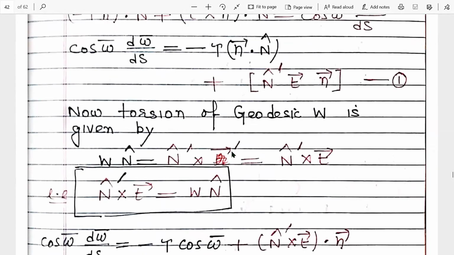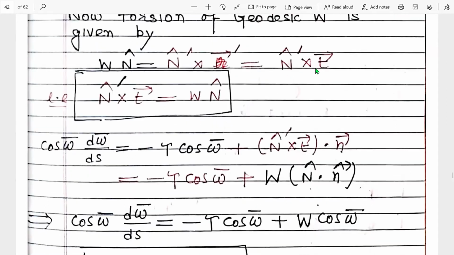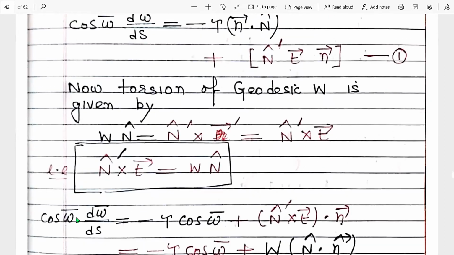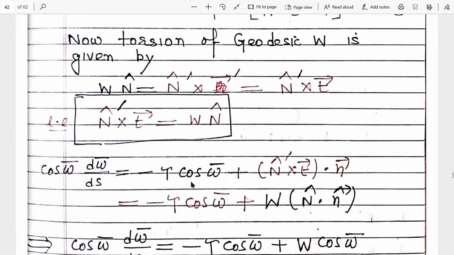Now substitute this value in this equation. If you have any doubt about the torsion of the geodesic, go to the previous lecture and see the definition of the torsion of the geodesic, which is denoted by W. Now from this equation, cos w̄ dw̄/ds is the same, so minus tau, and substituting this value, this is cos w̄, so minus tau cos w̄.